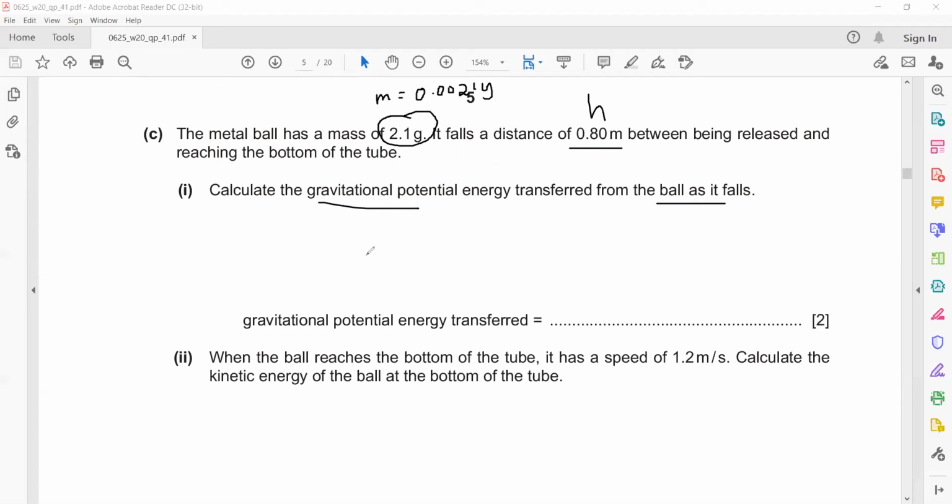What is the answer for gravitational potential energy? So it will be mgh, mass into gravity into height. So what's the answer for the gravitational potential energy? 0.017 joules. 0.0168.